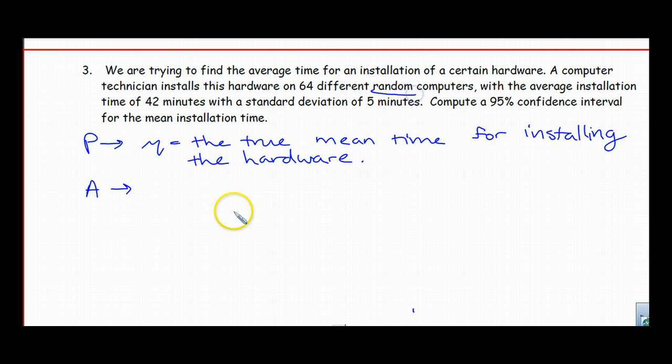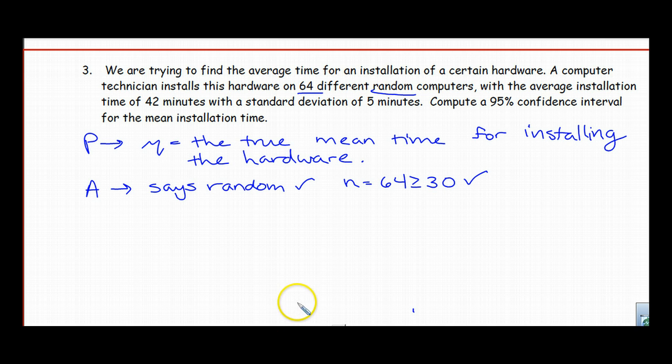Random, here it is. So on 64 different random computers, so we're going to say it says random. Check. And the other thing when we're doing means, our N has to be bigger than 30. So our N is 64, greater than or equal to 30. That checks out as well.